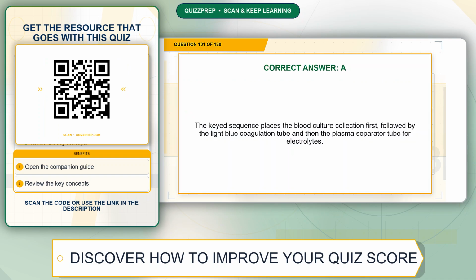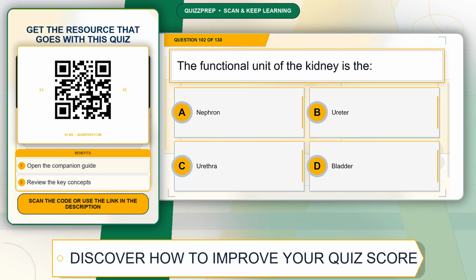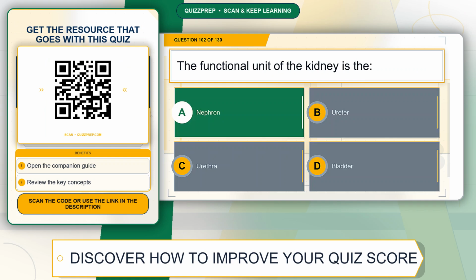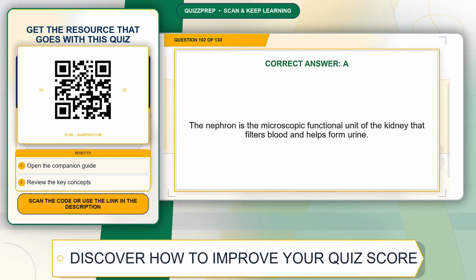Explanation. The keyed sequence places the blood culture collection first, followed by the light blue coagulation tube and then the plasma separator tube for electrolytes. Question 102. The functional unit of the kidney is the: Option A, nephron. Option B, ureter. Option C, urethra. Option D, bladder. The correct answer is option A, nephron. Explanation. The nephron is the microscopic functional unit of the kidney that filters blood and helps form urine.